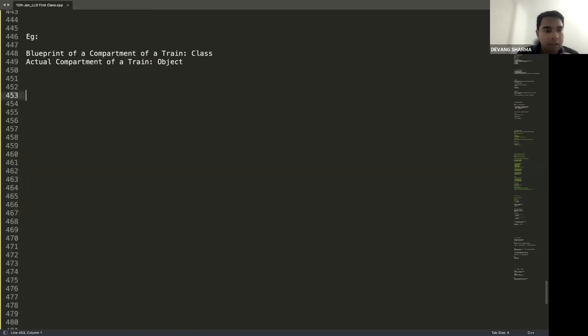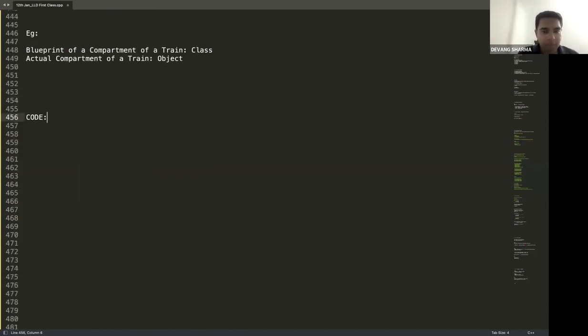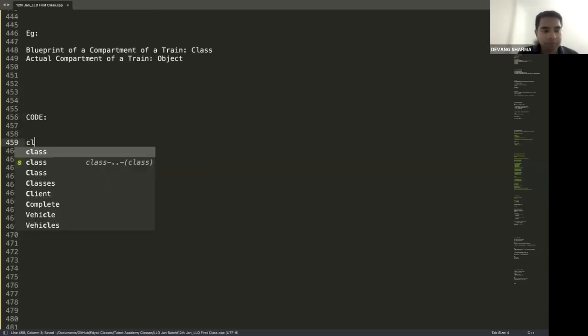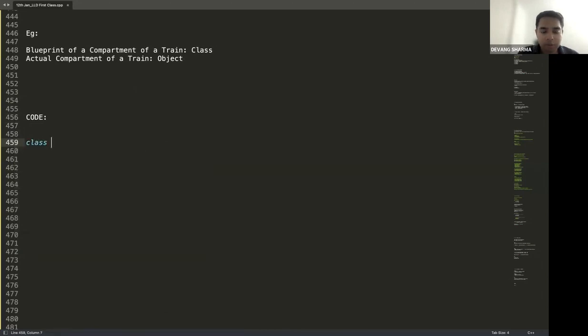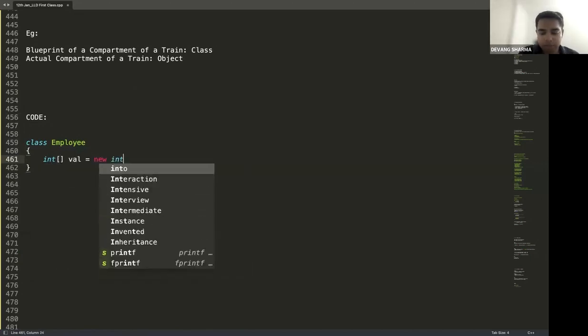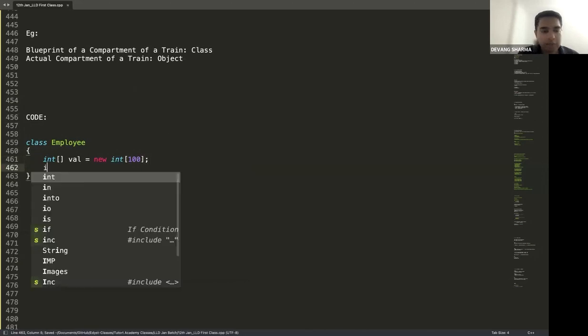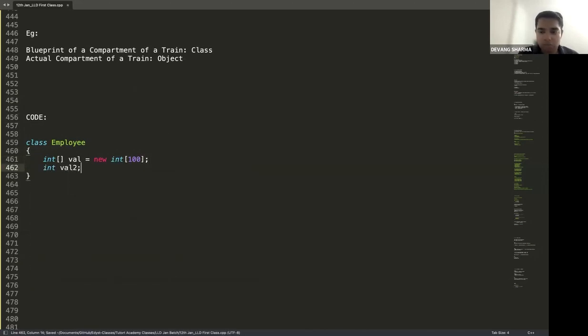Okay. Now let's understand this with code. I create a class Employee. In that class Employee, I'm creating an integer array. Can I have an array in a class? Yes or no? Of course I can have it. What's the problem? Now tell me the answer to this question. What is the size of this code? If I run only this code, what is the memory it will take?